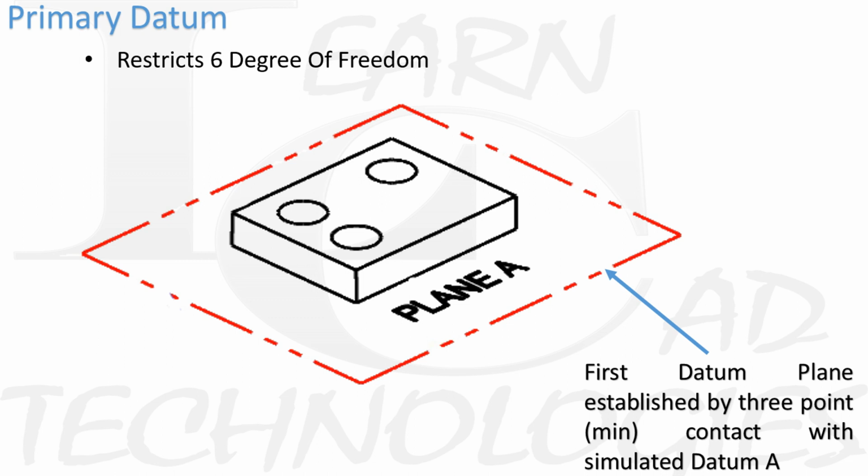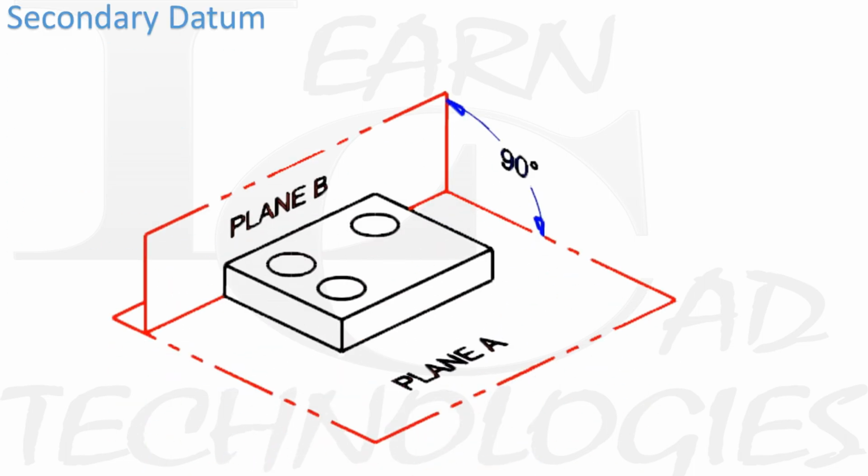Another one is the secondary datum. It has plane A and plane B. We consider it as the XY axes, plus we add the Z axis at 90 degrees, so it will be perpendicular to plane A. It restricts 6 degrees of freedom. To establish this we need a minimum of 2 points of contact.